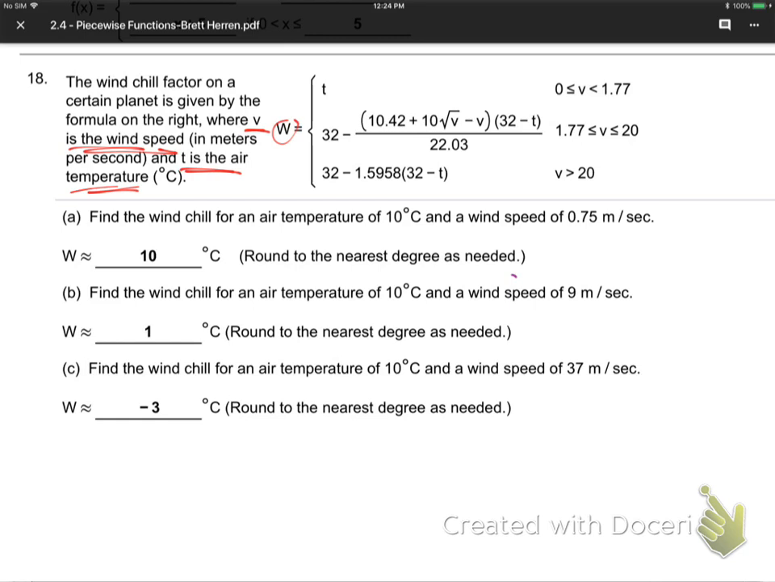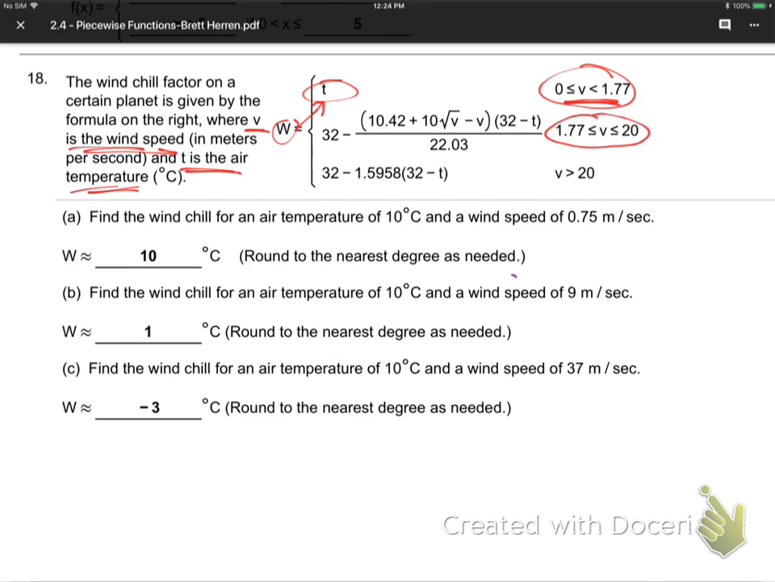So what are they saying? Well, it's in pieces, isn't it? They're saying if V, the velocity of the wind, is fairly low, between 0 and 1.77 meters per second, the wind chill is just the same as the air temperature. It doesn't feel any different at all. W is just T, what the air temperature really is. It'll feel the same when there's not much wind.